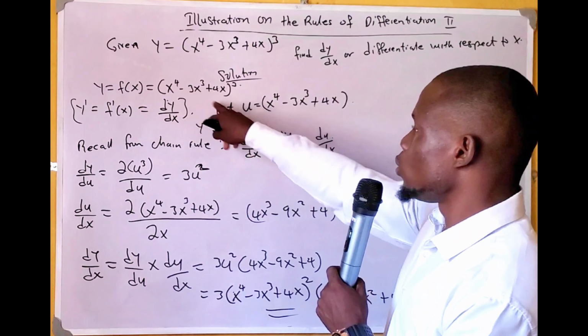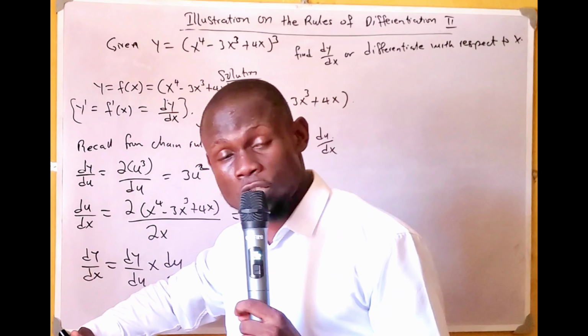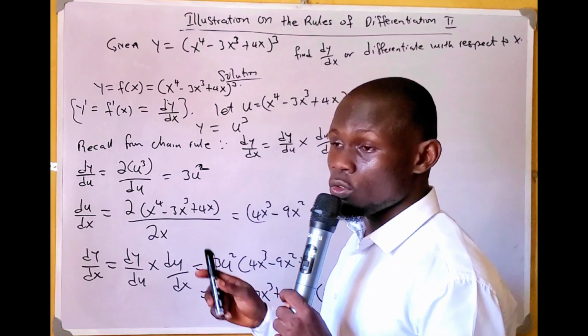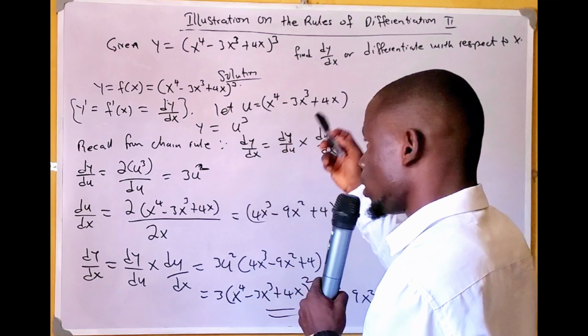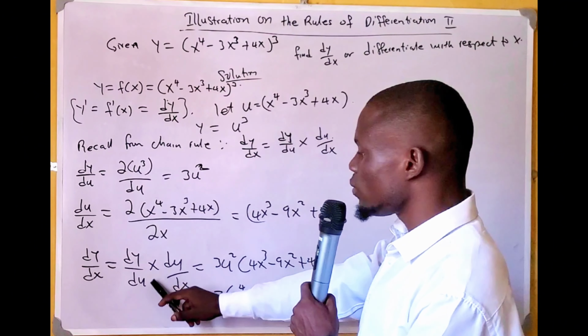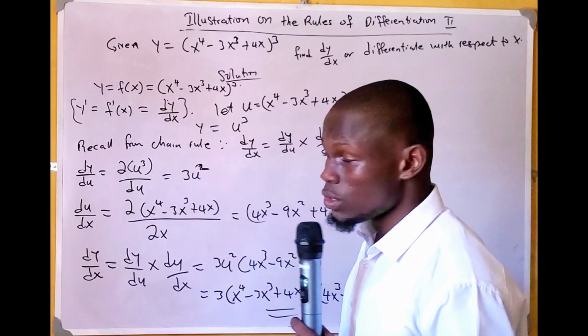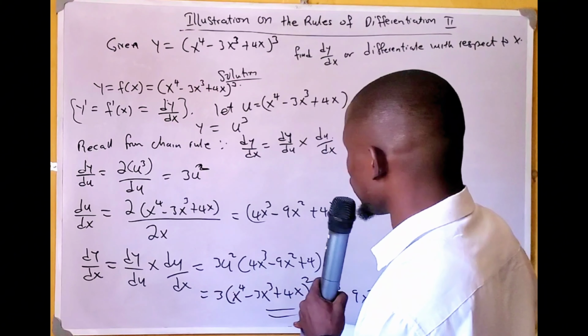Don't forget, in your own example, or maybe in an exam situation, when you are solving, you might not use u. You could use p. You could use q. It doesn't matter. Only that if you use q, what you have here is what? dy/dq times dq/dx. So that's what you'll be having there. And by this, we come to the conclusion of this question.